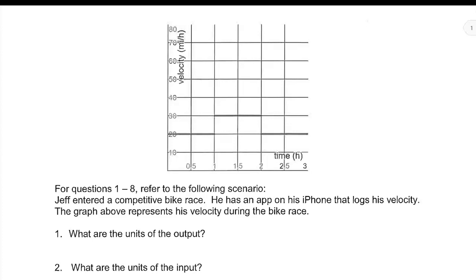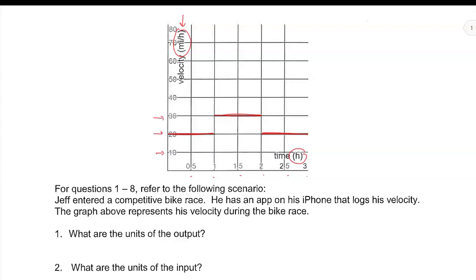Jeff entered a race. He has an app on his phone that logs his velocity. The graph above represents his velocity during the bike race. There's a horizontal segment, and then it goes here, and then the graph is here. So those are the pieces of the graph. The x-axis is labeled with a half, 1, 1.5, 2, 2.5, 3, and the units are hours. The y-axis is labeled with 10, 20, 30, 40, 50, 60, 70, 80 miles per hour. The unit is miles per hour, so that's a velocity.